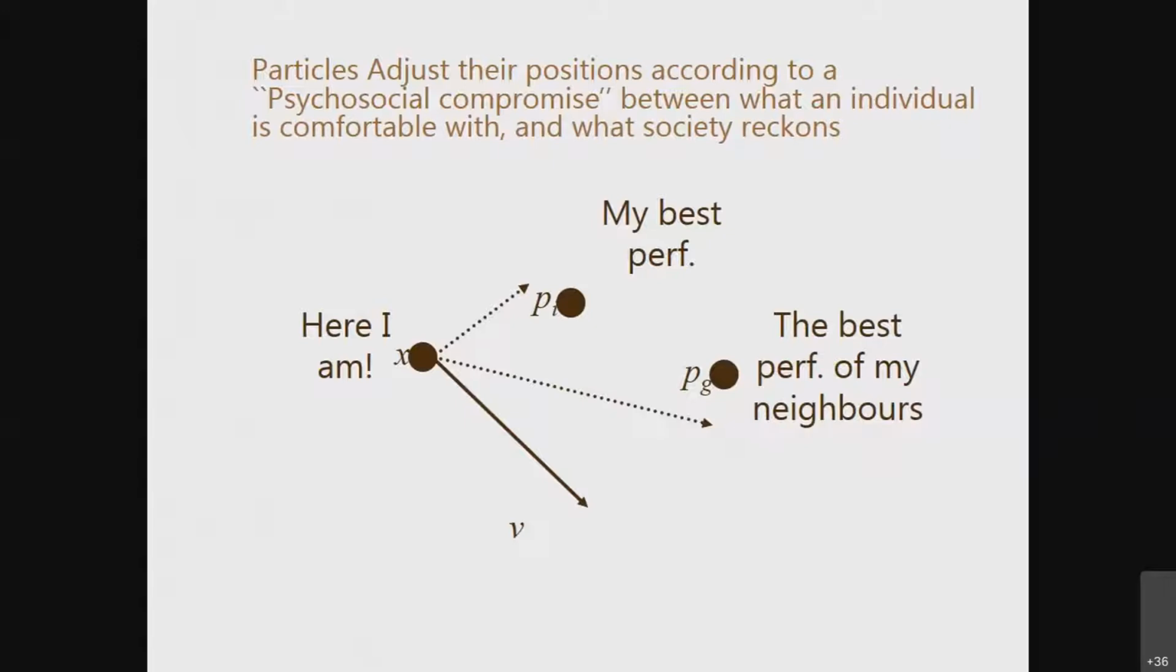So you can see this, right? You can see that there is the initial position of a particle, and that's where I am. If I'm a particle, that's where I am. And I know what my personal best performance is. And there is also a global best performance of my neighbors in some other position. And I can move with a velocity vector in a certain direction.